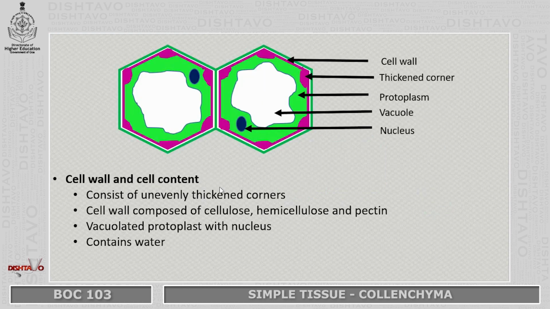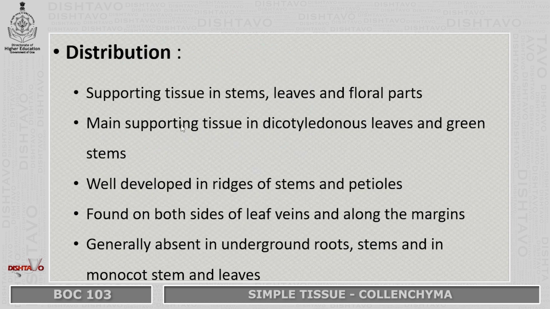The entire cell will not show the thickening. Now, cell wall and cell content: the cells are unevenly thickened, that is the most peculiar feature. The cell wall is made up of cellulose, hemicellulose and pectin. Inside, the cell consists of living protoplasm, the nucleus and the vacuole. Sometimes it is also seen that water is present in large amounts.